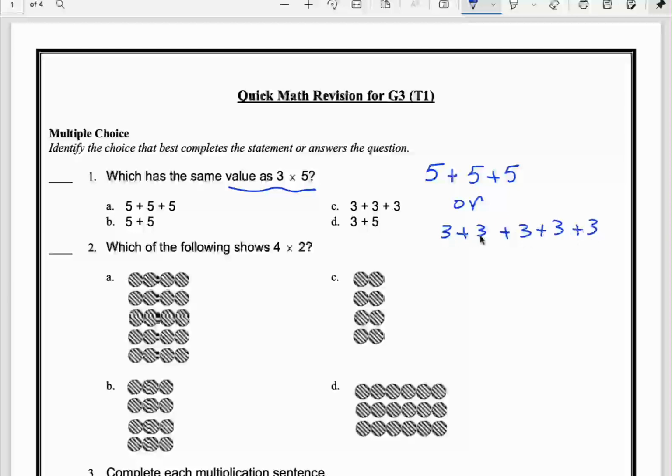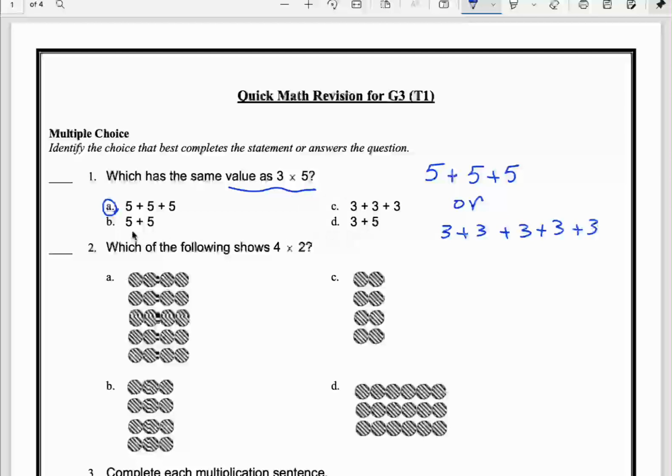And now 1, 2, 3, 4, 5. So the correct choice should be this one or this one. Okay? And here, as you can see, we have the first choice, A, is correct. So you need to just check if you have the same value for 3 multiplied by 5 in any choice.